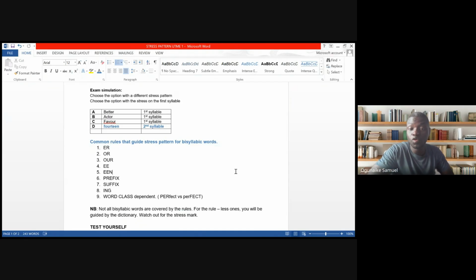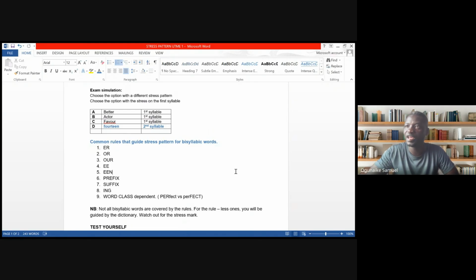So I call them the ruleless ones. Some of them are not under these rules. They're not protected by these rules. You have to be guided by your dictionary. You watch out for the stress mark. In case you're wondering, oh, but in the exam I wouldn't have access to the dictionary, well, that's where the knowledge of these rules will help you, because some of your options will come under these rules.